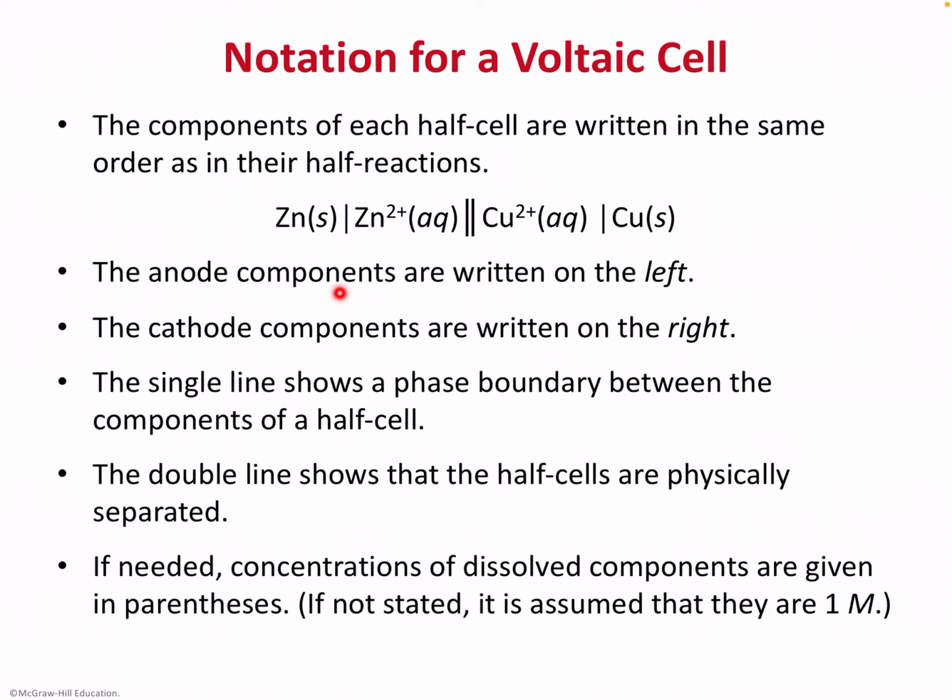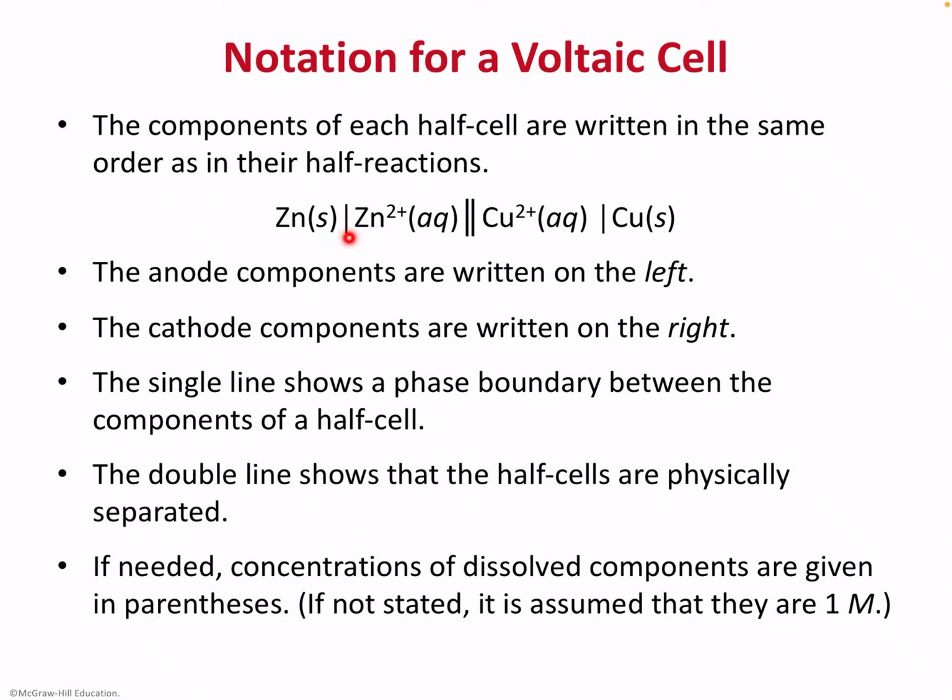The anode components are always written on the left, where the oxidation takes place. First you write how it is happening: zinc is becoming zinc 2 plus. You also have to express the phase state of the materials. For example, zinc is a solid, so you want to express zinc in the form of solid.